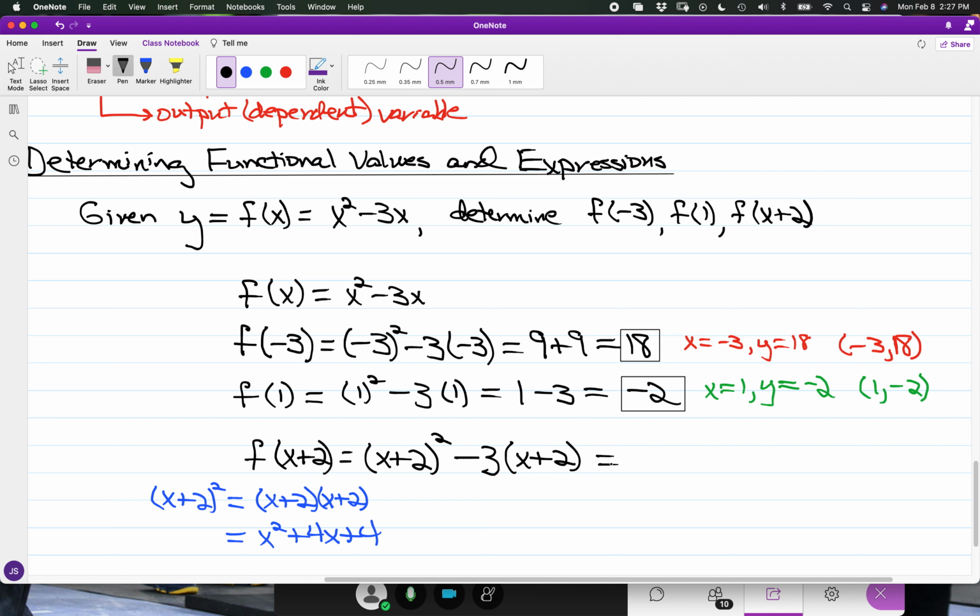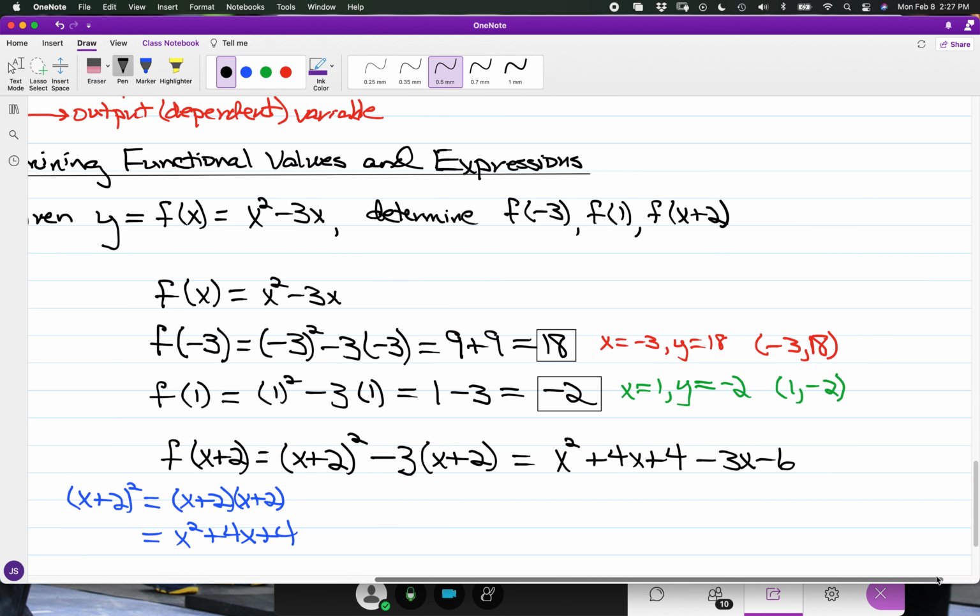So following through, for the square of x plus 2, we have x squared plus 4x plus 4. Then for negative 3 times the quantity of x plus 2, we're going to have negative 3x minus 6. And then upon combining like terms together.